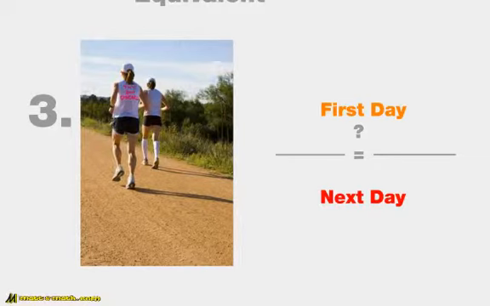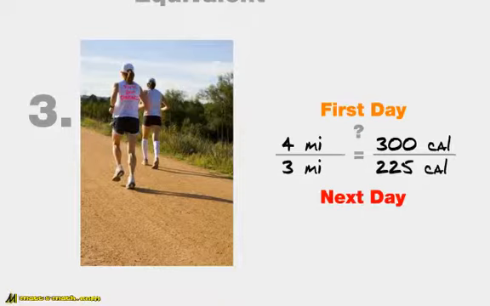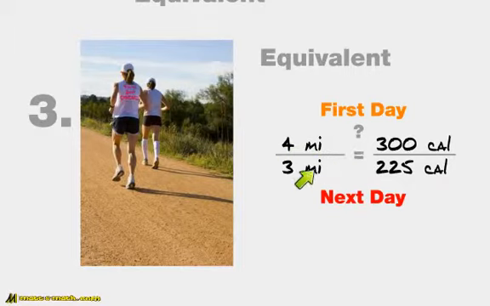What about this one? You're racing these ladies here, and you're burning 300 calories in 4 miles. Well, in 3 miles, you're burning 225 calories. Are those the same? Well, if you think about it, you got to break it down into how many calories are you burning per mile. That might help you out there. Okay, they are equivalent. If you break it down into 1 mile here and 1 mile there, you see that the calories are the same you're burning on each day.